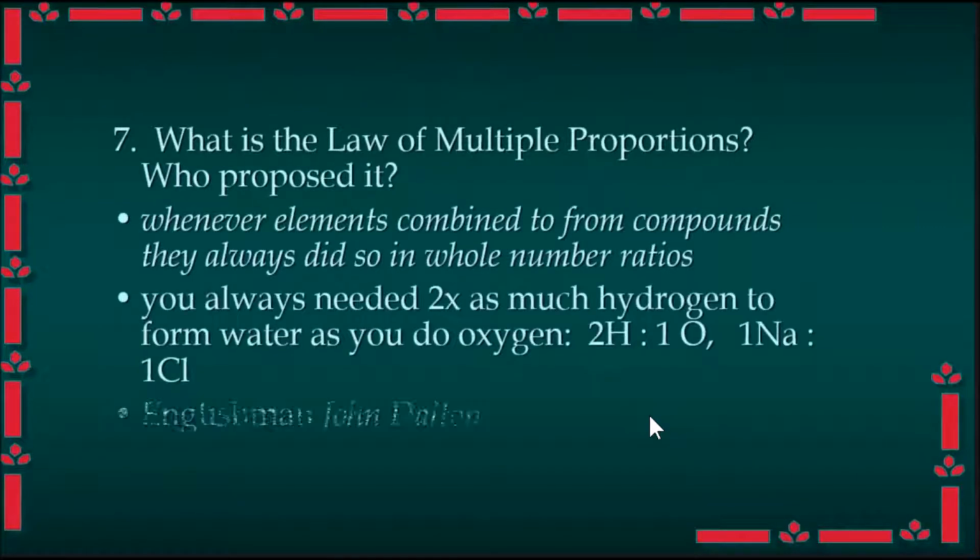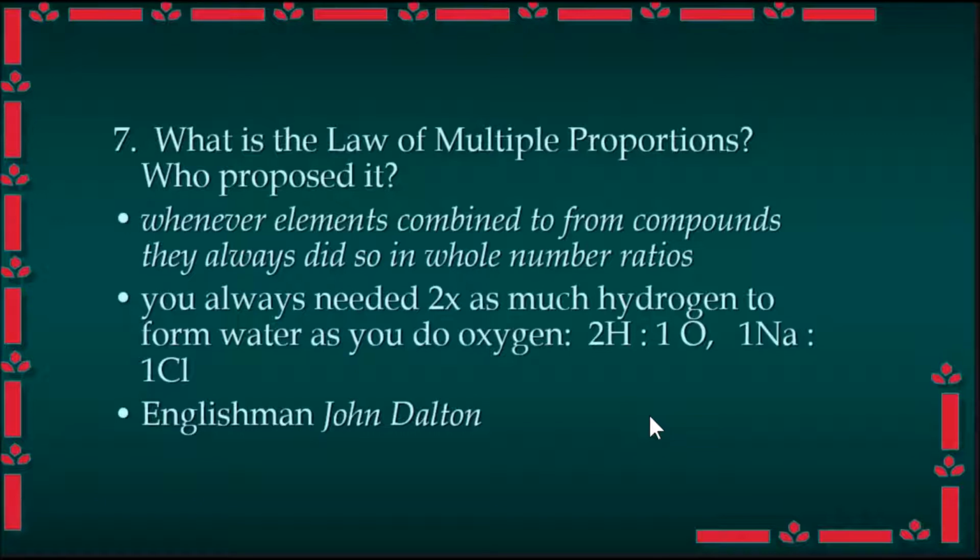His name was John Dalton, and he came up with this. Whenever elements combine to form compounds, they always do so in small whole number ratios. Small whole number ratios. That was huge as well. Why? Because when you came down to it, water was always 2 parts hydrogen, 1 part oxygen.